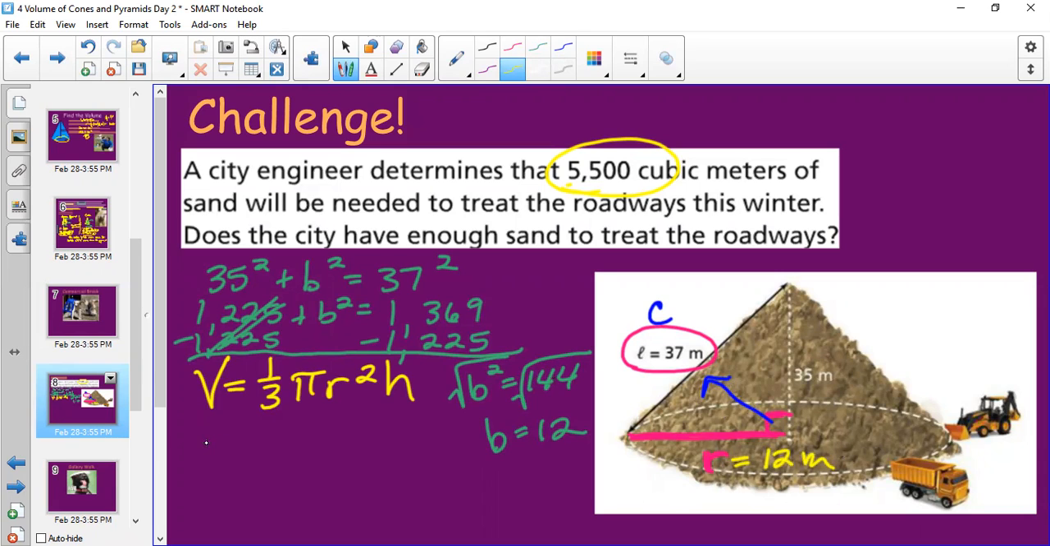All right, so now I can go back to my formula. So I have 1/3 pi times our radius, which is 12. So you can do 12 squared, or sometimes I just do 12 times 12, so don't forget. And then times our height, which is 35.